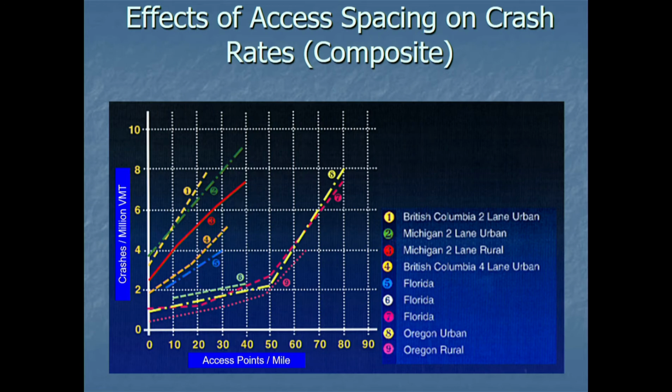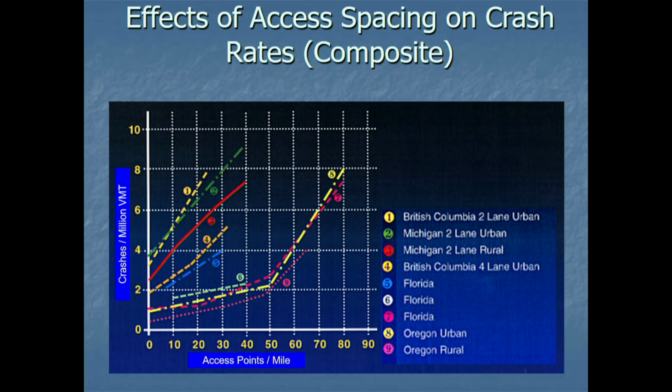So what does it translate to? This is a graph that we developed as part of the research done for NCHRP Report 420. Basically what it shows is the horizontal axis is the access density, access points per mile. The vertical axis is the crashes per million vehicle miles traveled. It's interesting to note, independent of the location where we got the data from, there's a consistent pattern that shows as the number of access points increases, the crash rate increases.